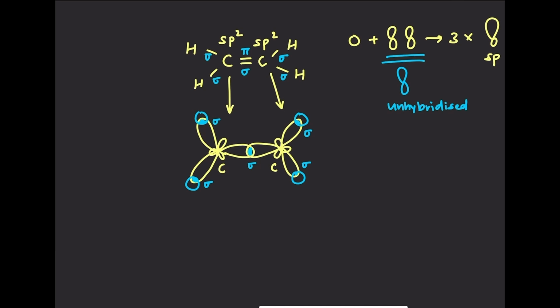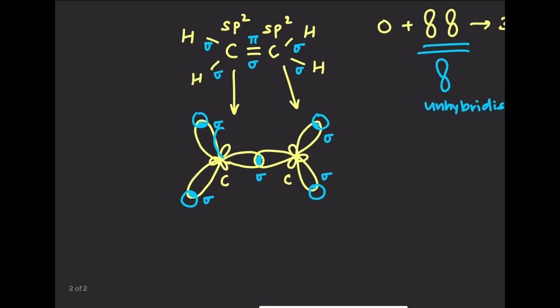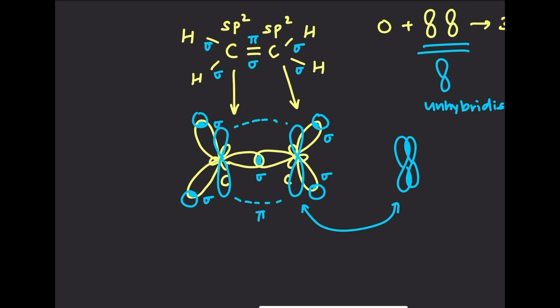So let's just draw the unhybridized p orbital over here. This is actually a side-on overlap, which will form us a pi bond. Because you are taught that a side-on overlap looks like this. Agree? And so this is the same thing, it just looks slightly different for clarity's sake.